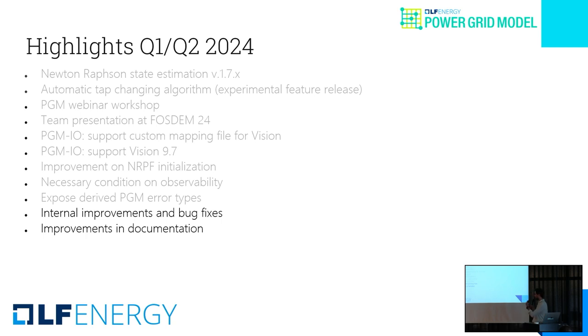And then, well, we did a lot of things, but next to that, we also did a lot of internal improvements and bug fixes, and also improvements in documentation. So if you're trying to do something that I mentioned here, for instance, and you cannot find it in the documentation, please let us know in the discussion board or the issue board, for instance, because then we can update the documentation accordingly. Before we move on, are there any questions about the highlights?